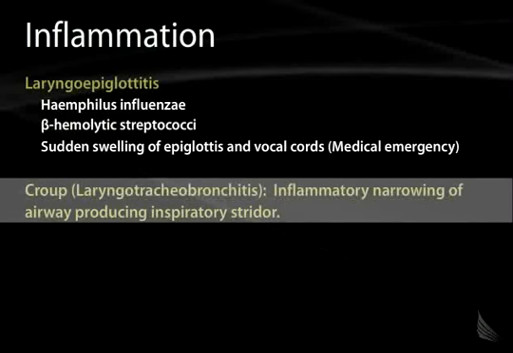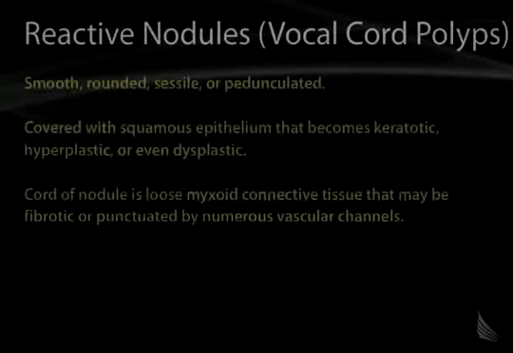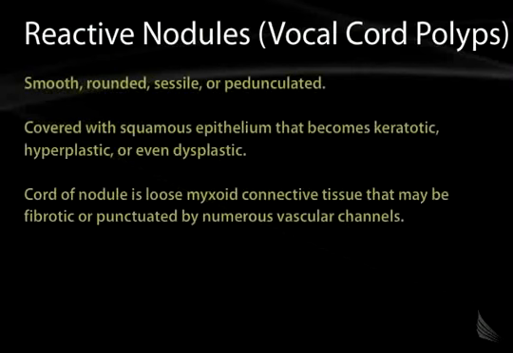Croup, or laryngotracheobronchitis, as it's referred to clinically, simply refers to inflammatory narrowing of the airway, which produces a classic inspiratory stridor. There are various benign tumors and reactive conditions that can occur to affect the larynx.